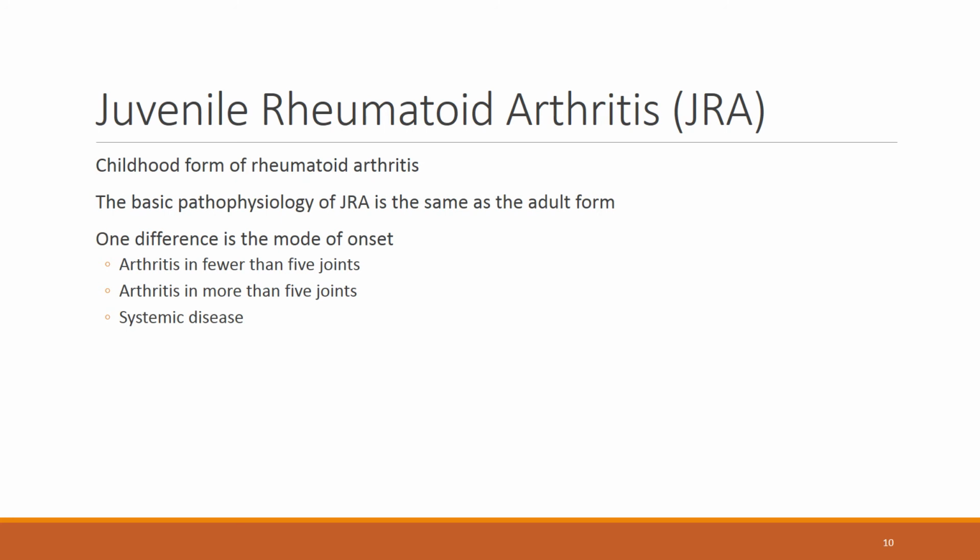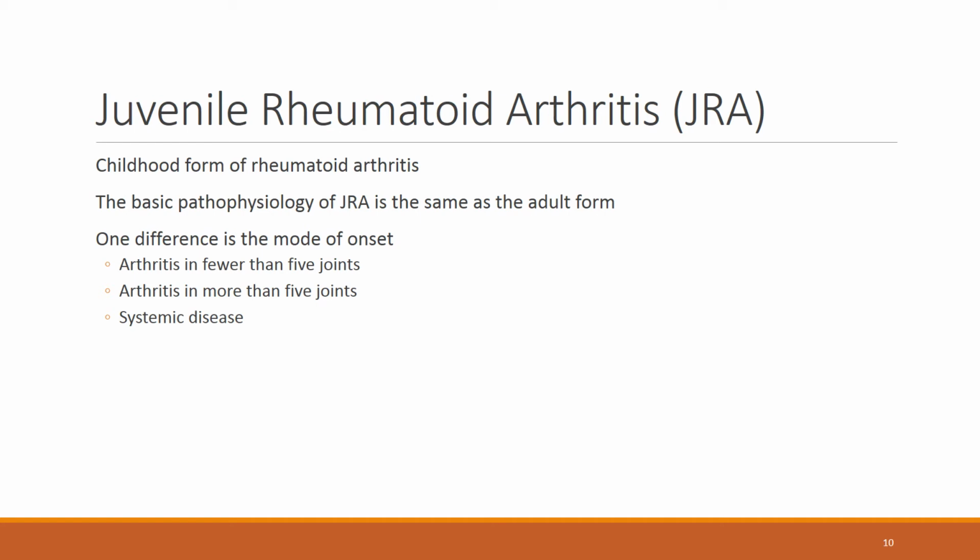Another important disorder we need to talk about today is juvenile rheumatoid arthritis. It's a childhood form of rheumatoid arthritis. So pathophysiology is the same. It's an autoimmune disorder, but the diagnostic criteria are different. The difference is in the mode of onset, and arthritis can be in fewer than 5 joints, or arthritis can be in more than 5 joints.